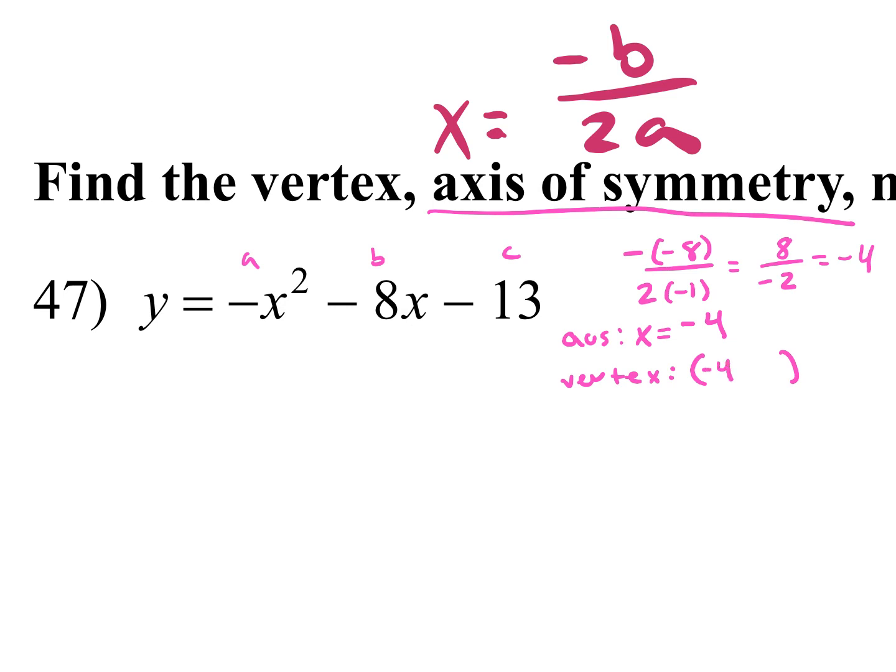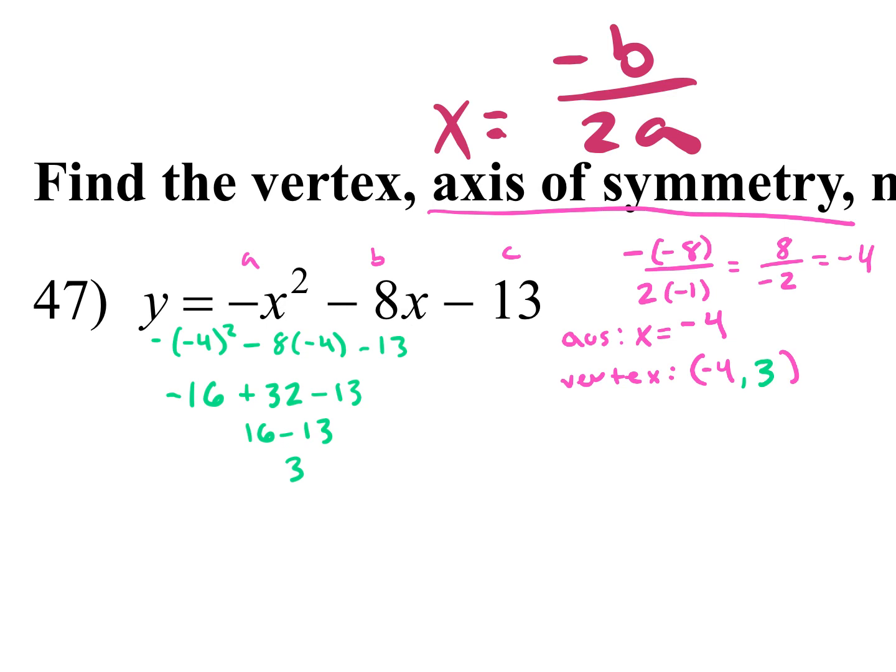Negative 4. Same thing as my axis of symmetry. How do I find the second number? Plug it in. So I have negative 4 squared minus 8 times negative 4 minus 13. So negative 4 squared is 16, so negative 16 plus 32 minus 13. So 16 minus 13 would be 3.